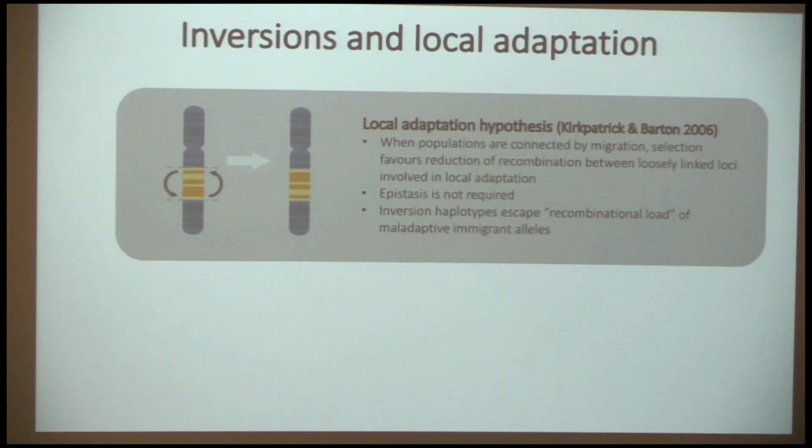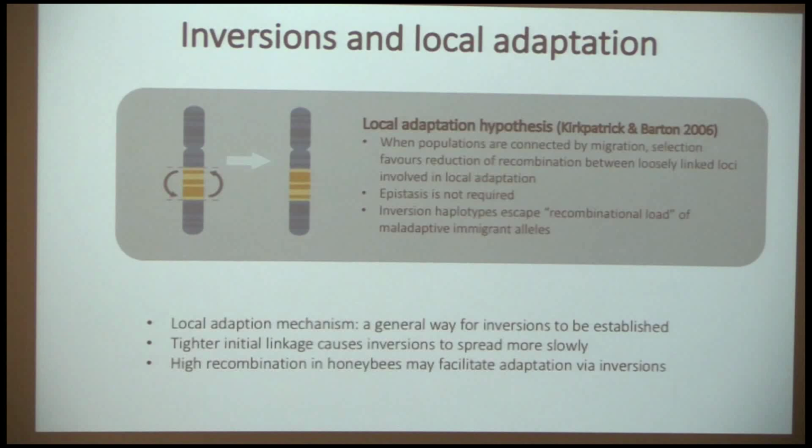So it's predicted that you should have inversions involved in local adaptation fairly commonly. It's a very general way for inversions to be established. If you have tighter initial linkage, then it's going to be less of an advantage. So it should be that they would normally recombine freely, but the inversion prevents that from happening. And we have quite a high recombination rate in honeybees, so that would mean that inversions would be even more favored if they reduce it between adaptive alleles.